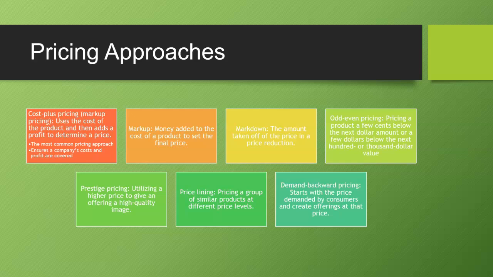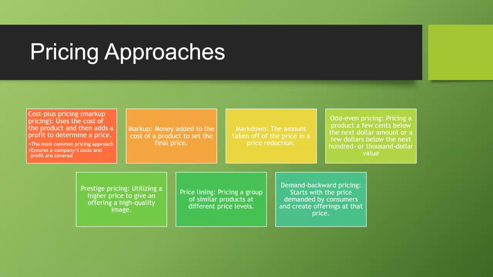Odd-even pricing: pricing a product a few cents below the next dollar amount, or a few dollars below the next $100 or $1,000 value. For example, odd-even pricing is $9.99. That's not $10, so it must be a good deal. Or 99 cents. That's not a dollar. Prestige pricing: utilizing a higher price to give an offering a high-quality image.